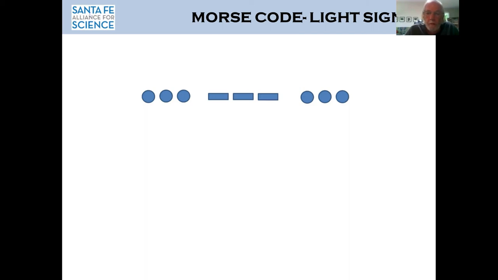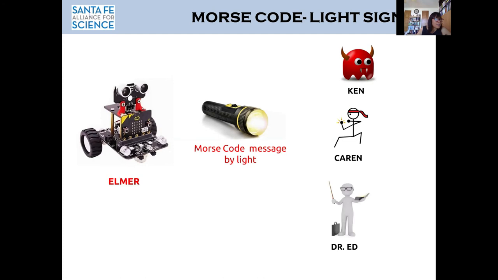Here's how the message looks in written symbols. Three dots represent the letter S. Three dashes represent the letter O. And three dots represent the letter S. Now, our friend Elmer the robot is going to send a Morse code message to the three of us using light displays of dots and dashes. So write them down as you see them.